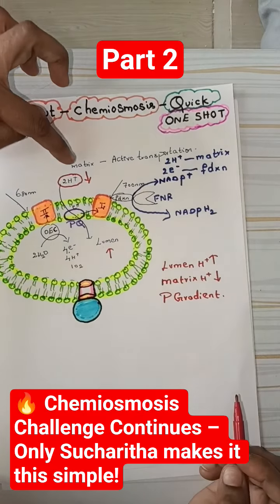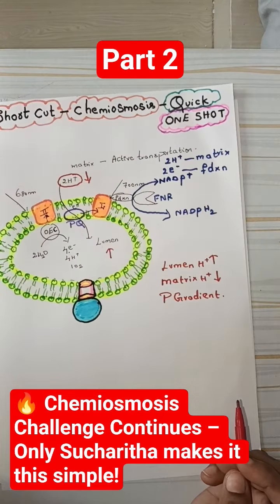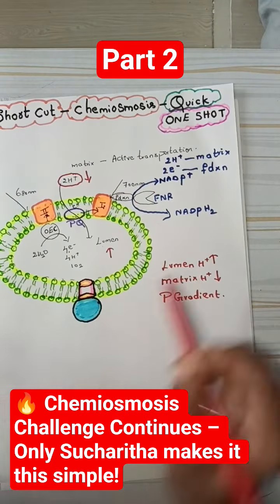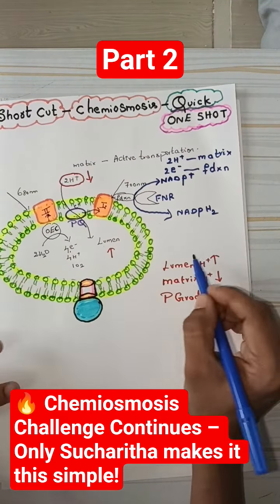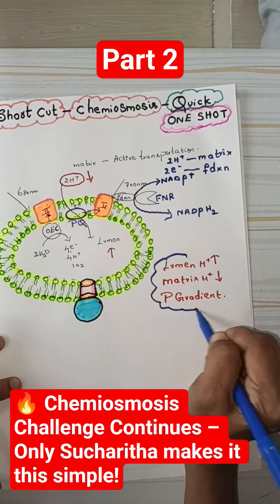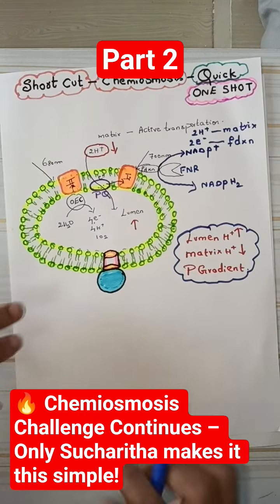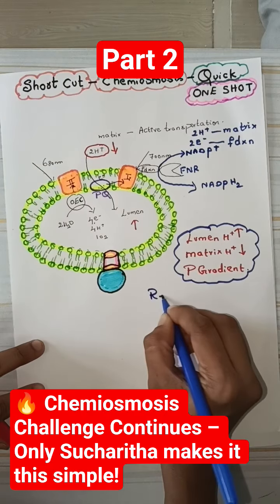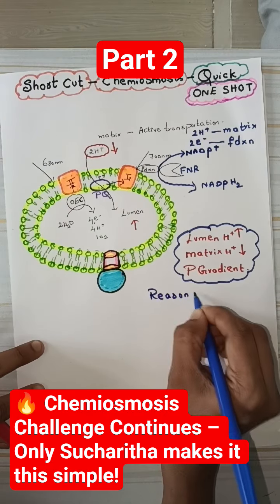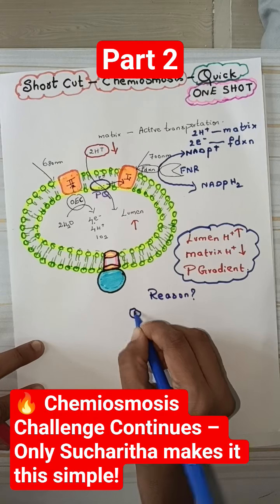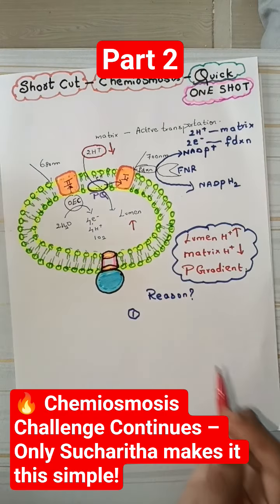One side it is low, one side it is high across the membrane, which you call the proton gradient. Please don't forget this point. Now, what are the reasons for this proton gradient? Reason number one.